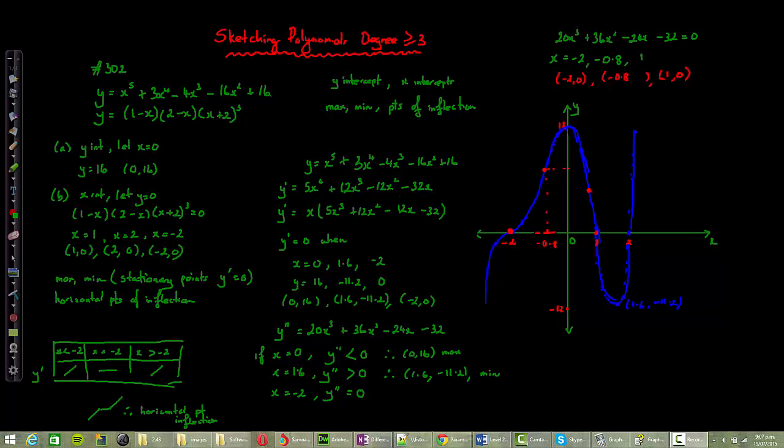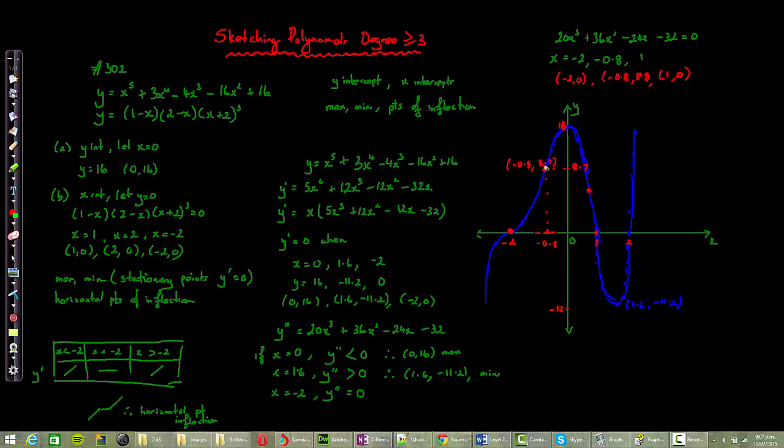Okay, so I've done a little bit of calculator work, and what I've found is that when I'm putting -0.8 into here, here and here, I'm getting a y value of round about 8.7, which, looking at our graph, given that this is 16 here, is about right. Okay, so this is 8.7. So -0.8, 8.7 is the point of inflection there.